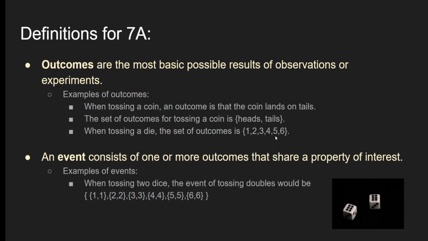An event is a combination or collection of outcomes. So an event consists of one or more outcomes which share a common property. When tossing 2 dice, the event of tossing doubles would be the set that contains all of those possible outcomes where I have 2 1s, 2 2s, so both dice land on the same number. Outcomes are basic results of observations or experiments, whereas events are a collection of those outcomes which share a common property.